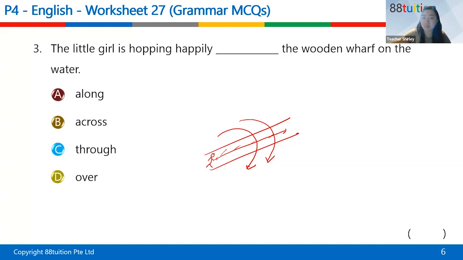Okay, so this one is basically talking about prepositions, right? How do you perceive it? Of course, a wharf you can't go across it or over it. That means you jump over it. So you have to somehow look at the context, see what they're referring to. Of course, along basically means that you are moving. Sometimes students get confused, right? So it's moving in a constant direction.